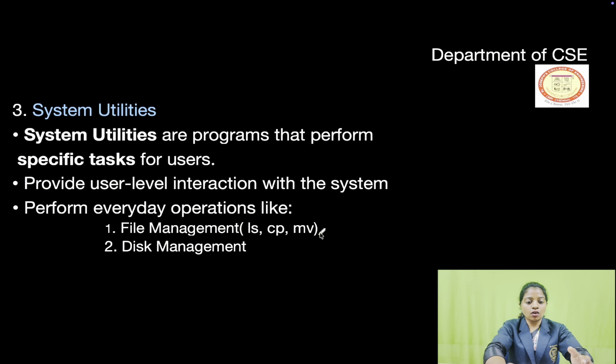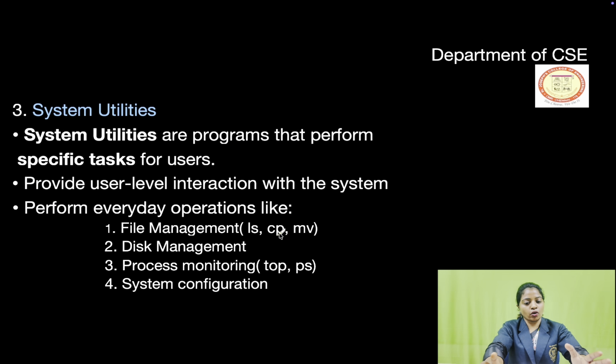Okay, so the next operation is disk management. It manages all the disks. The third one is process monitoring. Here there are two commands, top and ps. top is mainly used for seeing the current live processes, and ps is a command used for taking a snapshot of the currently active running processes. And the fourth operation is system configuration. So the system utilities help to perform such specific tasks.